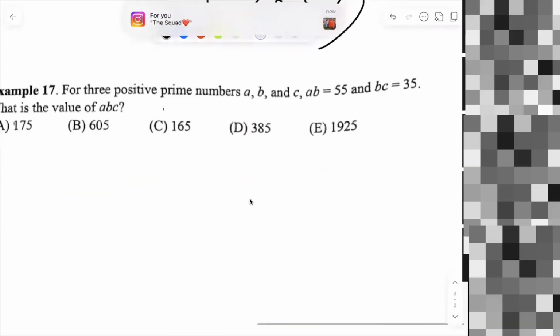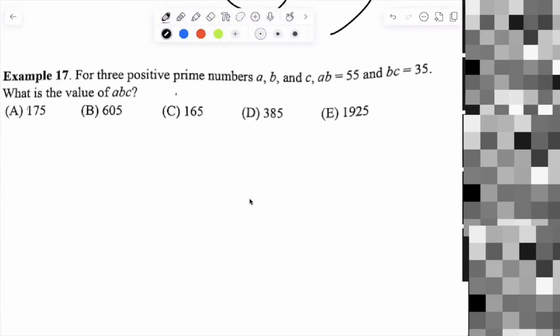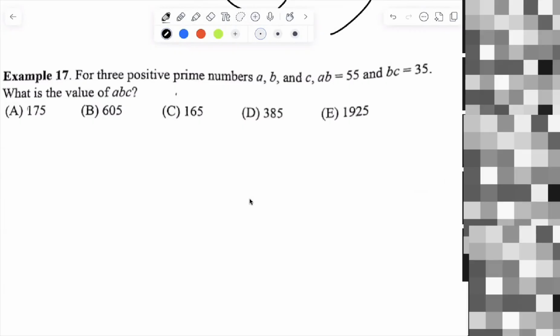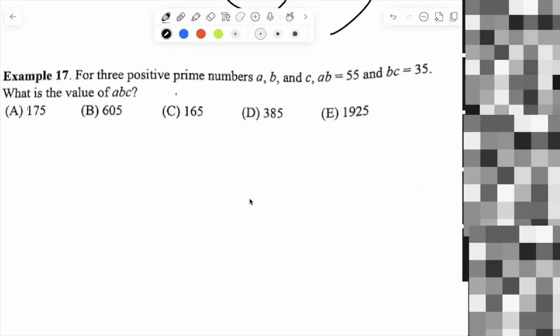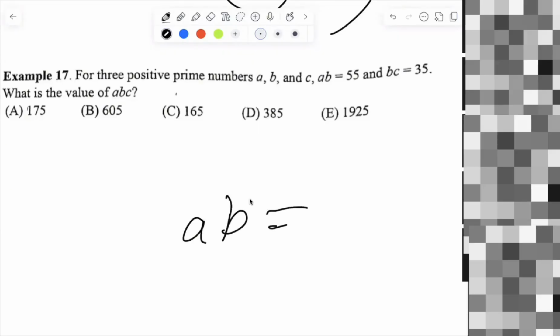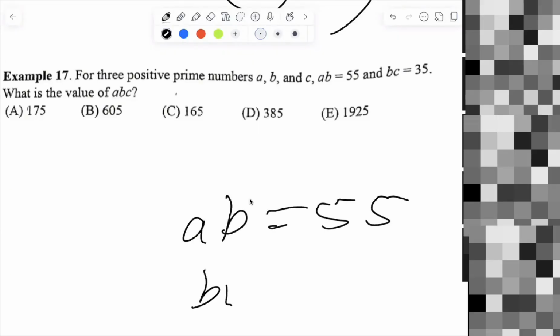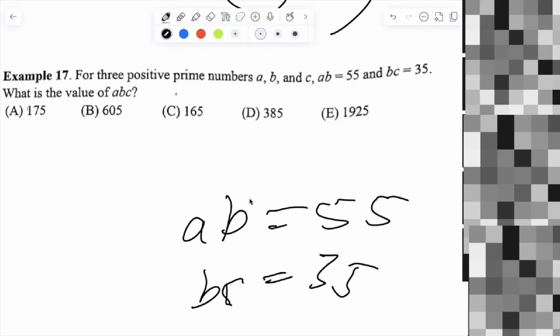Anyways, let's move on to example 17. For three positive prime numbers A, B, C, AB is equal to 55 and BC is equal to 35. What is the value of ABC? Well, AB can be expressed as 55 and BC can be expressed as 35. This is pretty obvious from here.